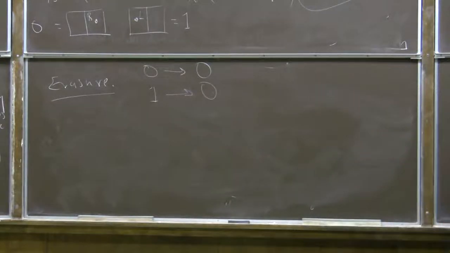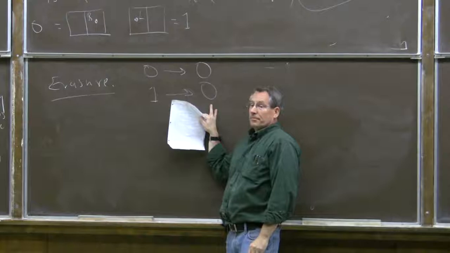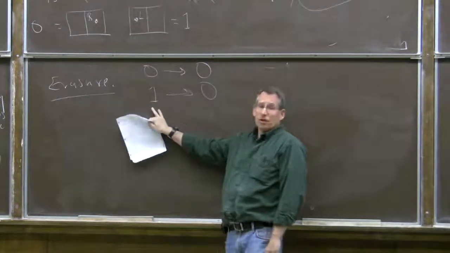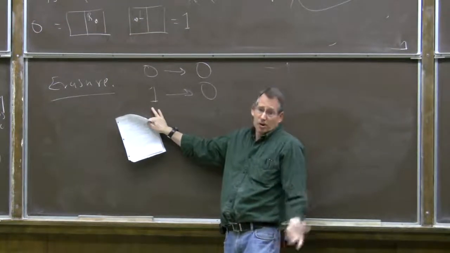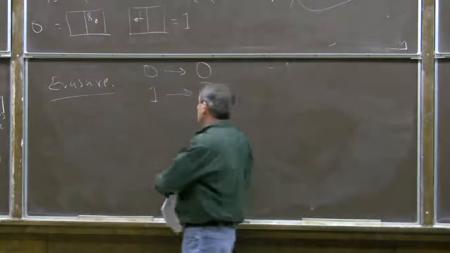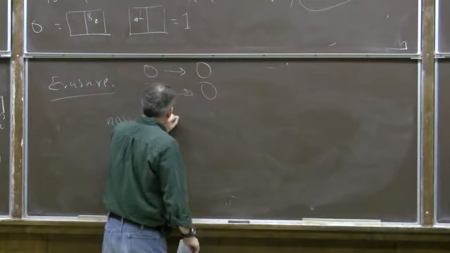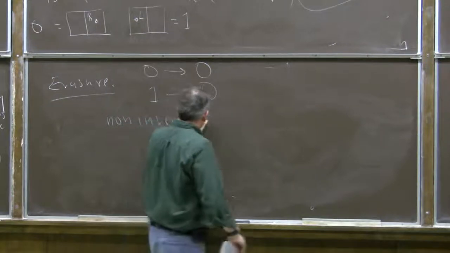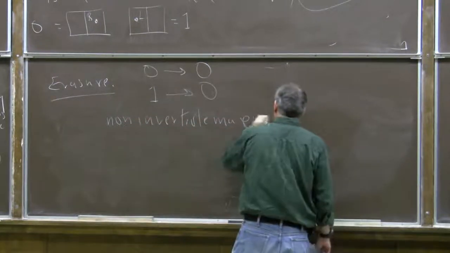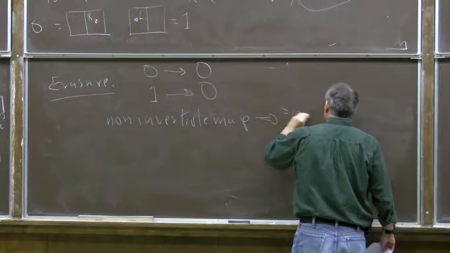Okay. So when I say it's irreversible, I mean this is not an invertible map. If you know the output of the erasure, namely 0, you don't know whether it was initially a 0 or a 1. They both got mapped to the same value. So it's a non-invertible map. I call that logically irreversible.